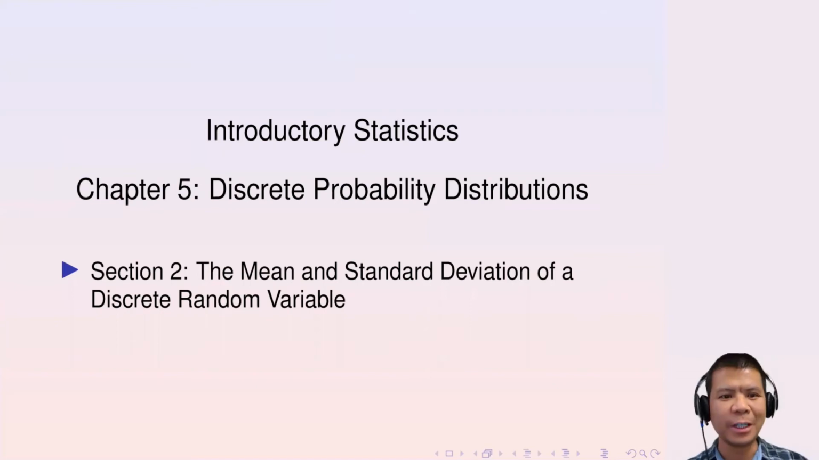Hello, everyone. Welcome to Lecture 12 on Introductory Statistics. Now, in today's lecture, we're going to talk about the mean and standard deviation of a discrete random variable.